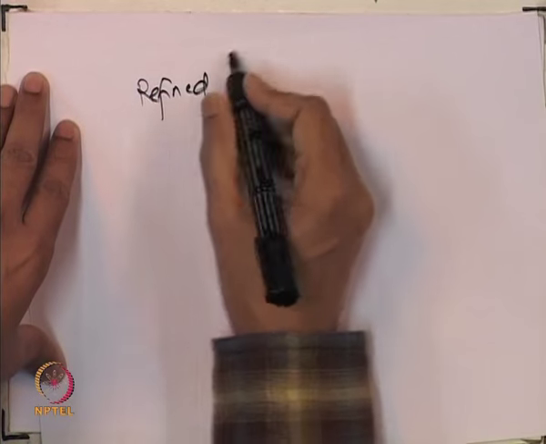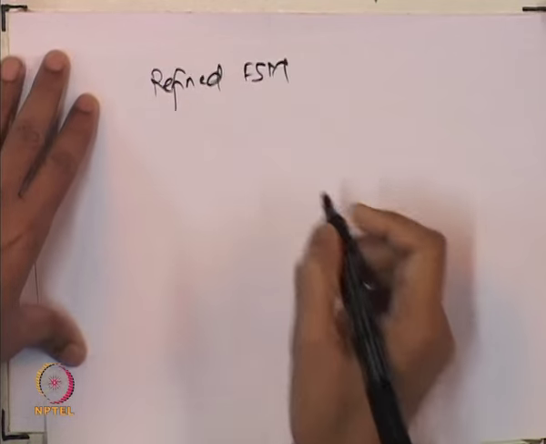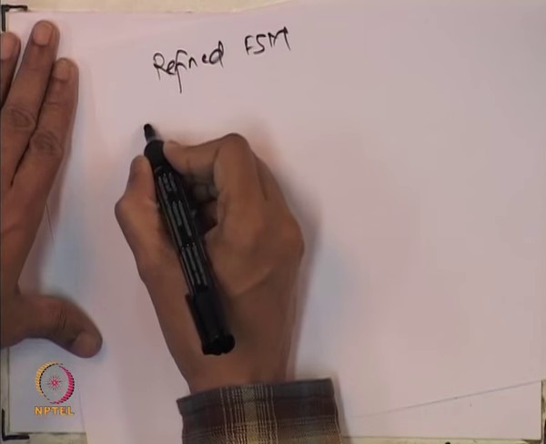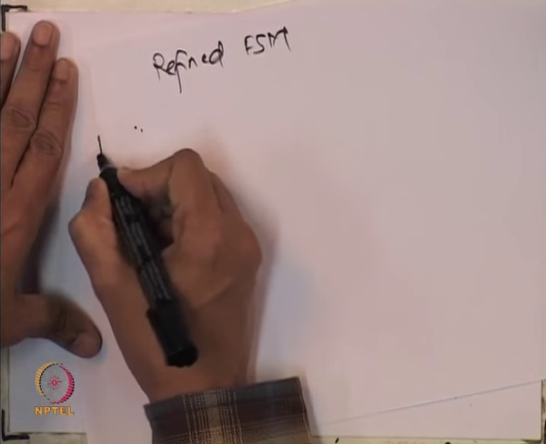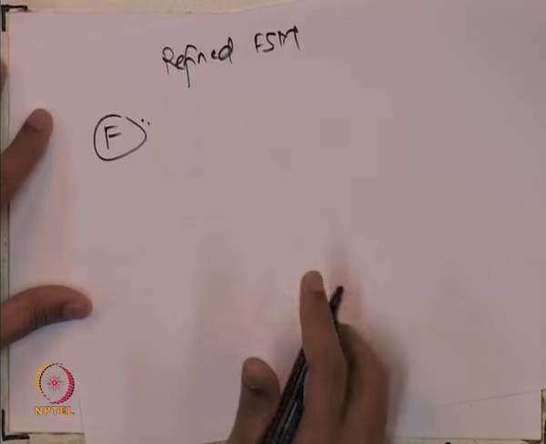So the refinement is as follows. I call it the refined FSM. The refined FSM would have the F state as it is.